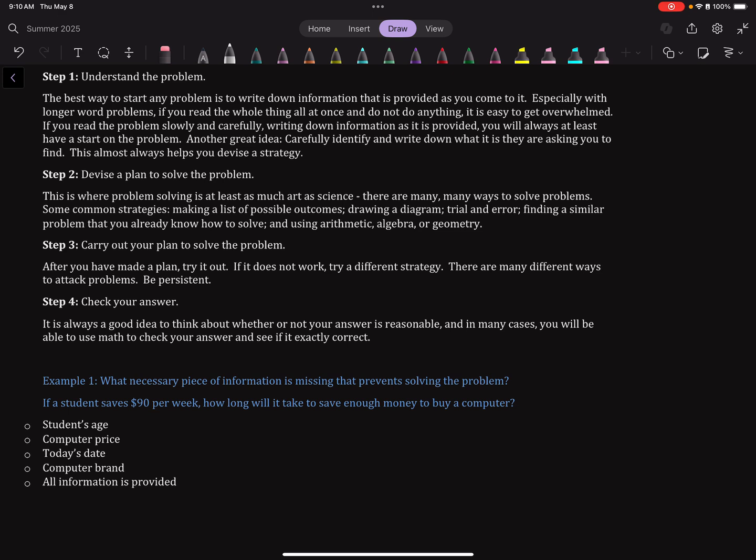Step 3, carry out your plan to solve the problem. After you have made a plan, try it out. If it does not work, try a different strategy. There are many different ways to attack problems. Be persistent. So don't give up, just keep trying. Sometimes it's going to take you a few tries to get to that answer.